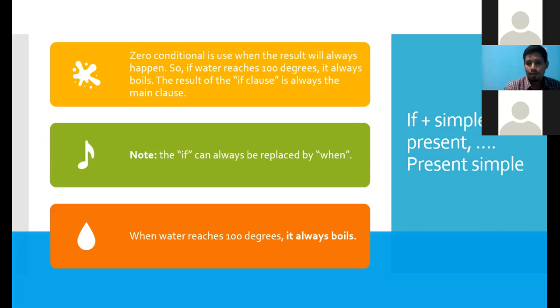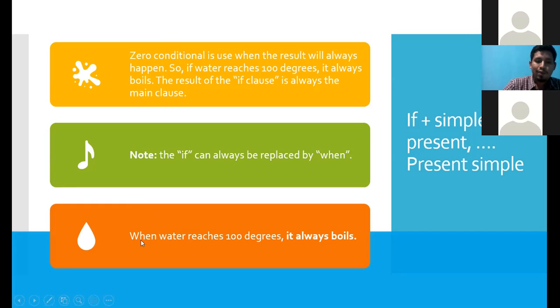It will melt. Okay, it melts, okay? It melts, why? Because if I hit the ice, it melts. And that happens always. So in those cases, it's when we're going to use the zero conditional. Okay, we're going to see some examples here.